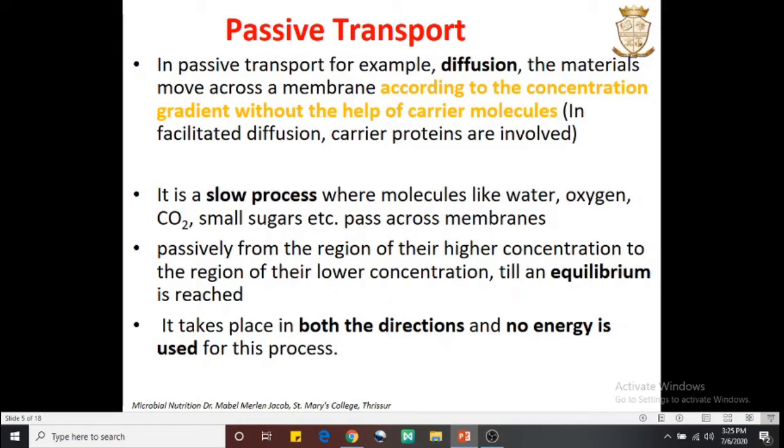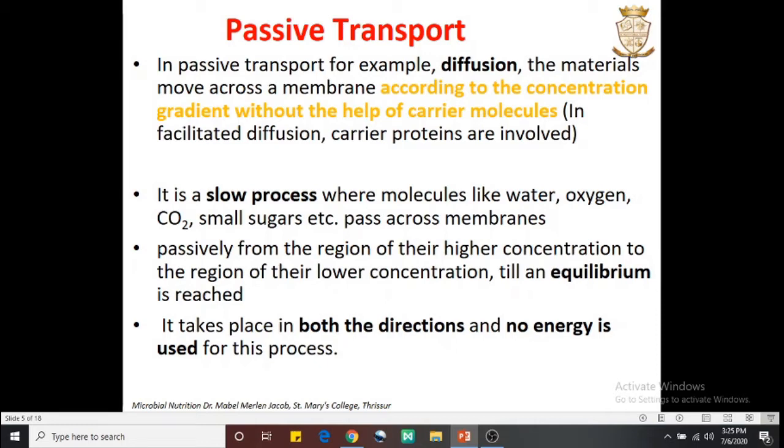Diffusion is a slow process where molecules like water, oxygen, carbon dioxide and small sugars pass across membranes. They move passively from the region of their higher concentration to the region of their lower concentration till an equilibrium is reached. Once an equilibrium is reached between the external environment and the internal environment, there is no further transport of nutrients. It can take place in both directions and no energy is used for diffusion. So nutrients can come inside and nutrients can move outside using diffusion. No energy is used for this process.